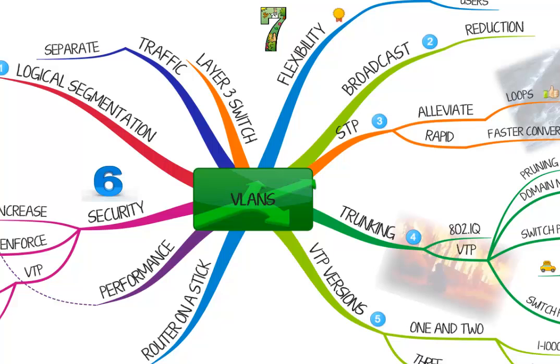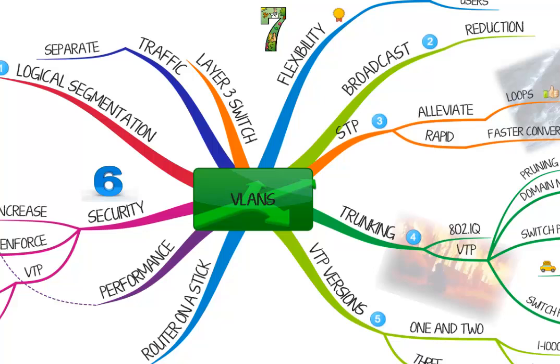Boy, I've come a long way in my understanding of VLAN since I made this mind map. But I'm going to just go over some of these branches with you. I guess when you make a video, you're supposed to do an overview first. And so let's start with flexibility, why VLANs are flexible, broadcasts, STP, trunking, VTP versions, router on a stick, performance, security, logical segmentation, traffic, layer 3 switch.